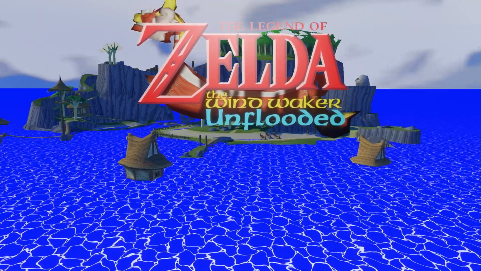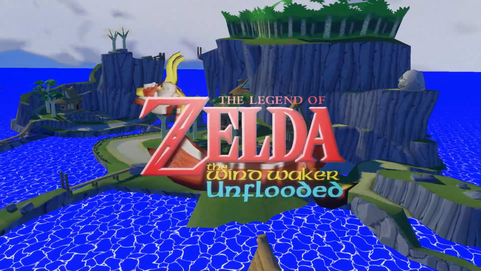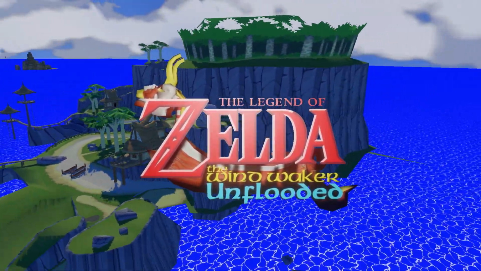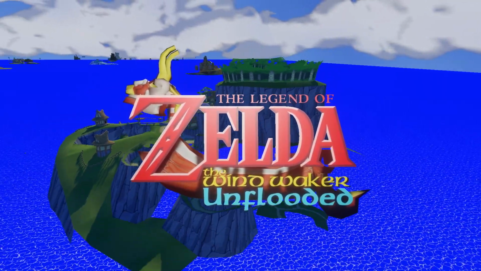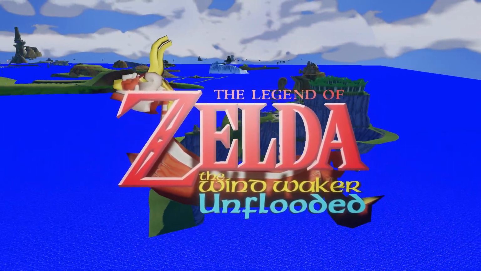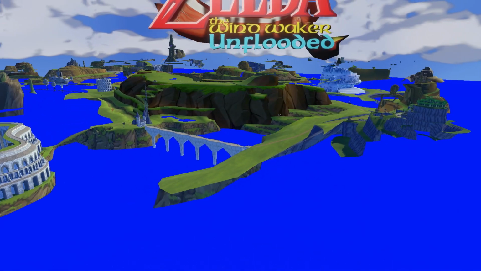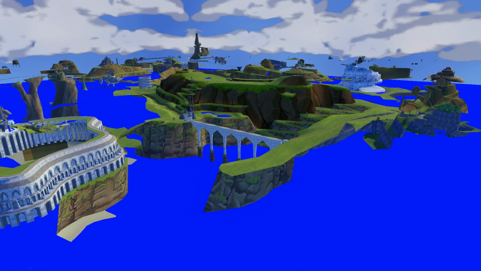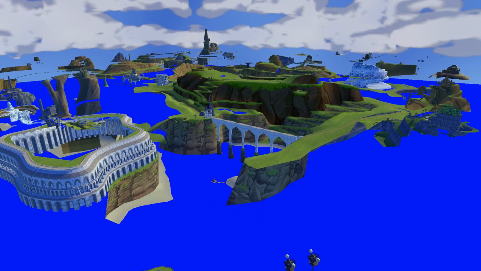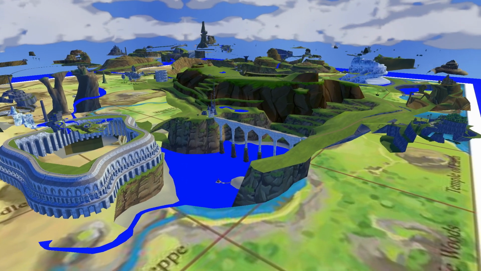This is a 3D modeling fan art project where we are bringing to life the world of Hyrule within the world and art style of The Legend of Zelda: The Wind Waker, corresponding to the islands of the Great Sea, figuring out what the world of Hyrule looks like below the sea.